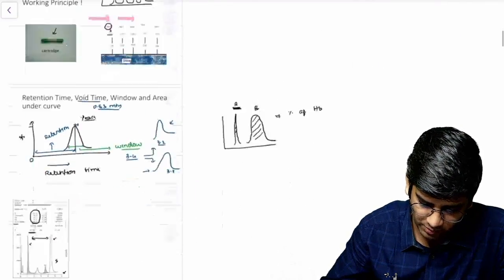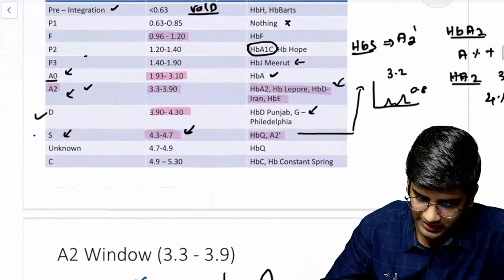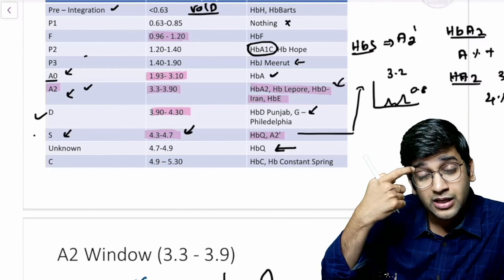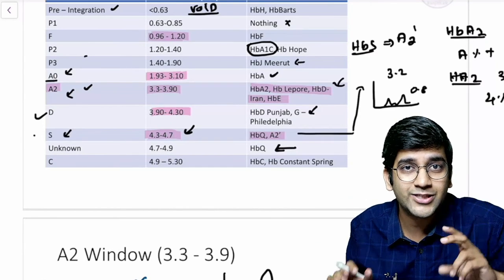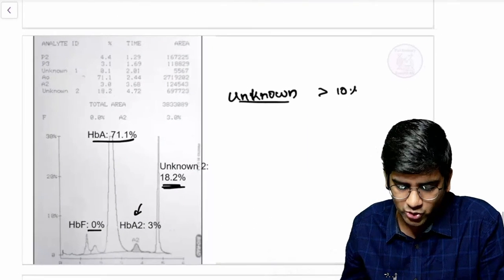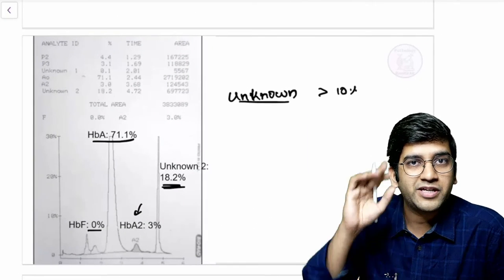Let me go back to the table again. Like I said, this table is very, very important for me. So if you look at the unknown window, I have only one guy, which is HbQ in here. Though it's a very, very rare condition, if you have a peak in the unknown window, that's why I put this case. This is not my case. It's from the internet, obviously. I have put this because this is a very important viva question. This is called the Church spike appearance.